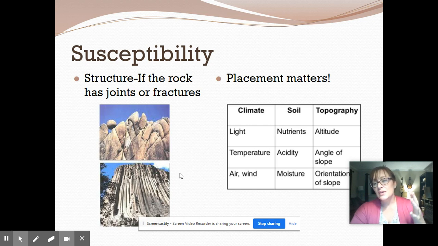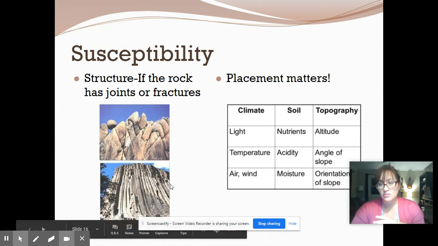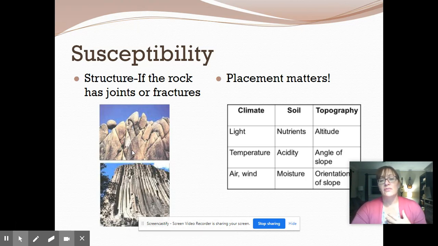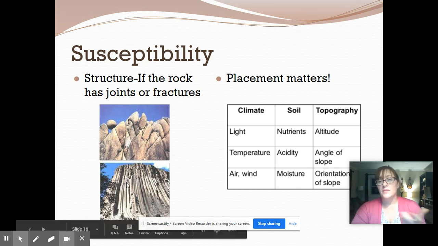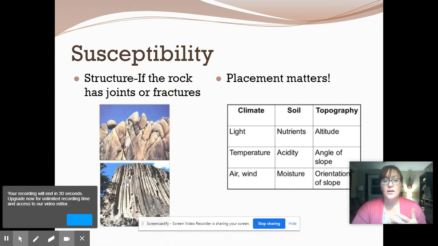So not everything weathers at the same rate. The weathering, if it's more susceptible to weathering, that might be if the rock already has some joints or fractures in it. Here's some examples of that. And where the rock is placed. If it's in a very hot climate, it's going to tend to weather more quickly. If there's a lot of wind or harsh weather beating against the rock, if the soil that it's in is very acidic or moist, all of that affects the weathering.